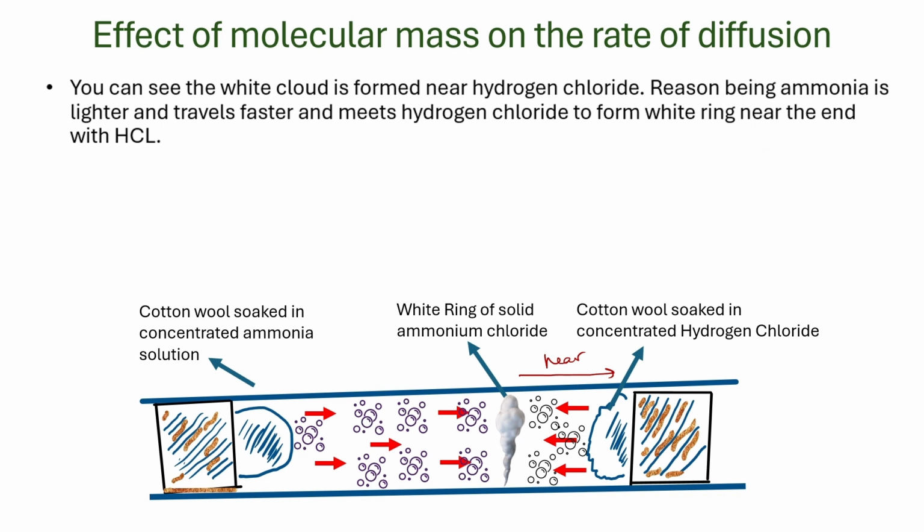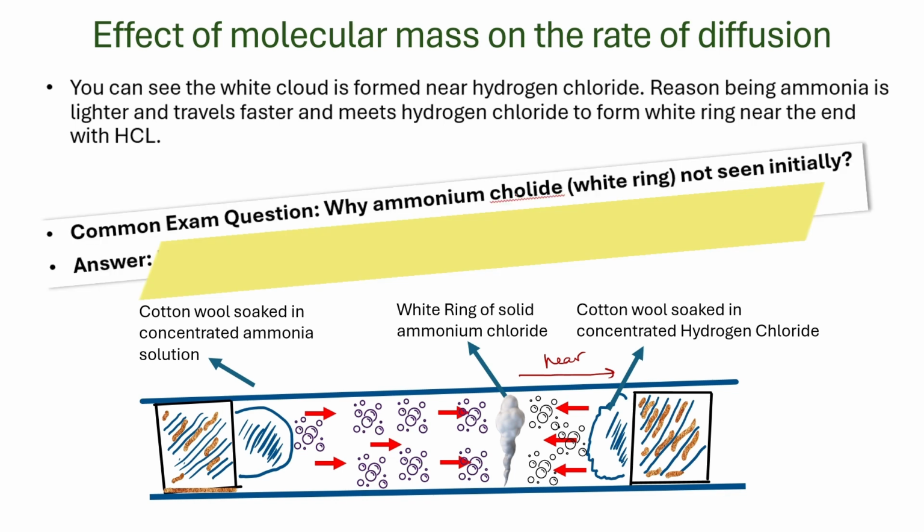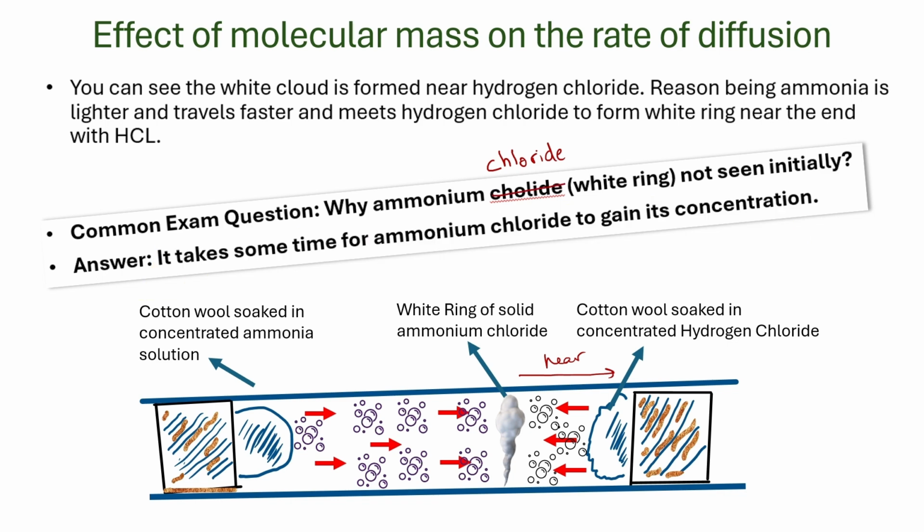Now this question is very commonly asked in exams: why is the ammonium chloride, the white ring, not seen initially? It takes some time for the ammonium chloride to build up its concentration and become higher in concentration, and only then is it seen. So it is not seen initially, not at the start.